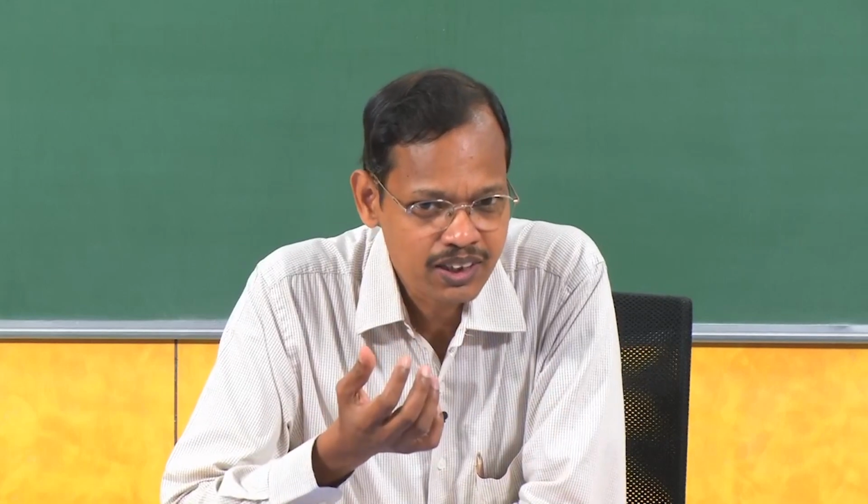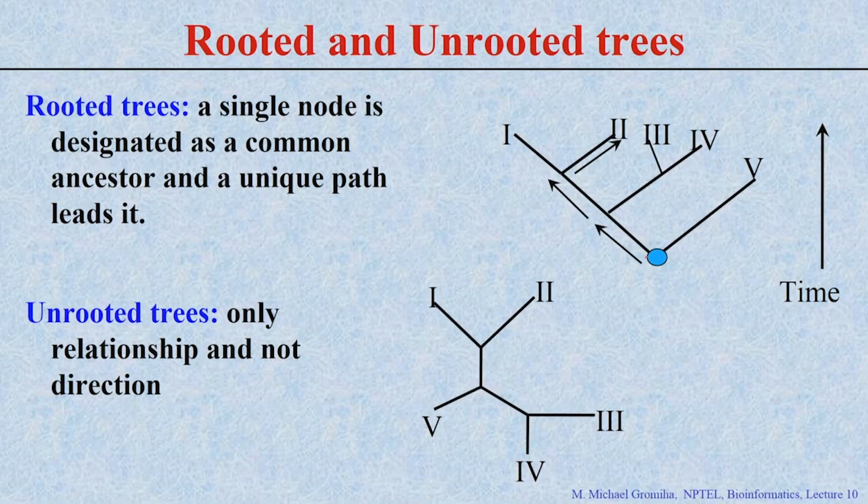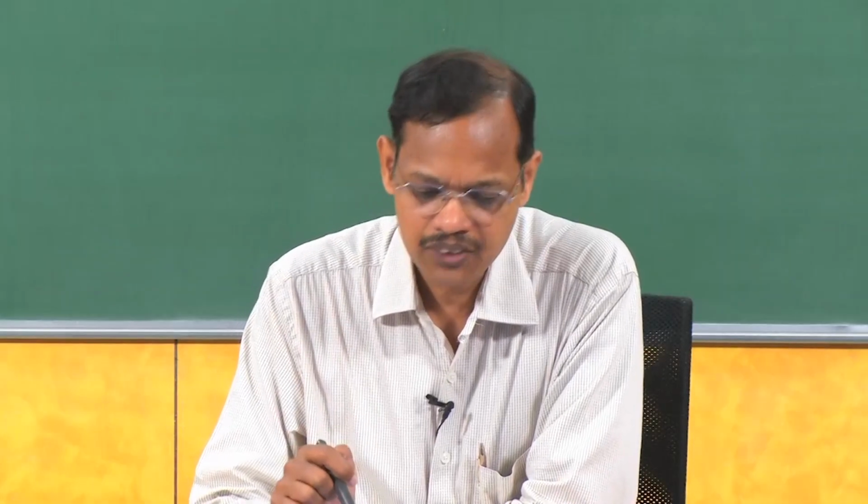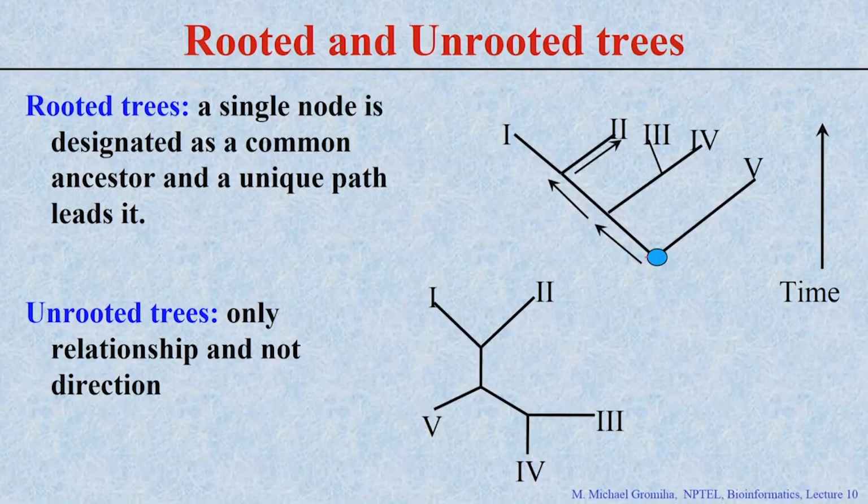Now, there is another type of trees, called rooted trees and unrooted trees. What are rooted trees and what are unrooted trees? Rooted trees means you can see a single node which is designated as a common ancestor. So in this case we know the ancestor, and we also know the lineage, and we have the path that leads to this tree. All these 1, 2, 3, 4, 5 finally come to this point in a specific period of time. That is called a rooted tree. So in a rooted tree, a single node is designated as a common ancestor.